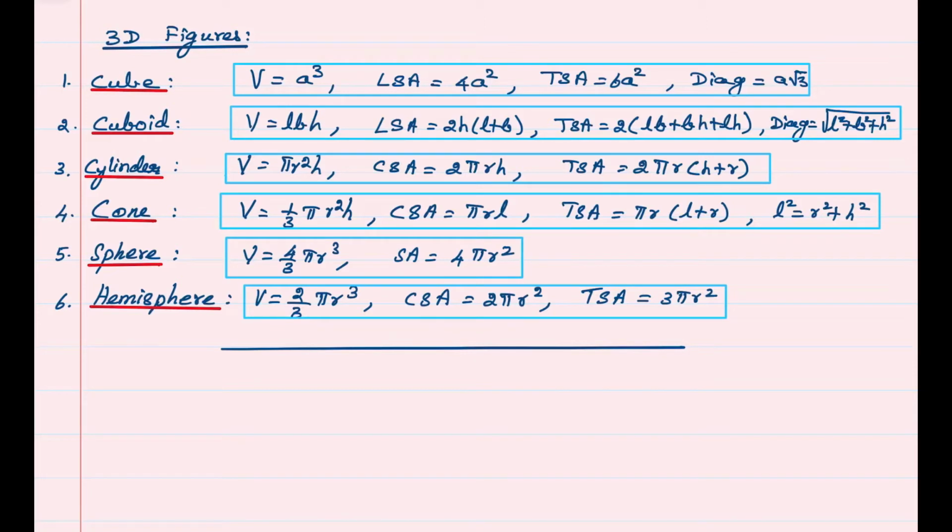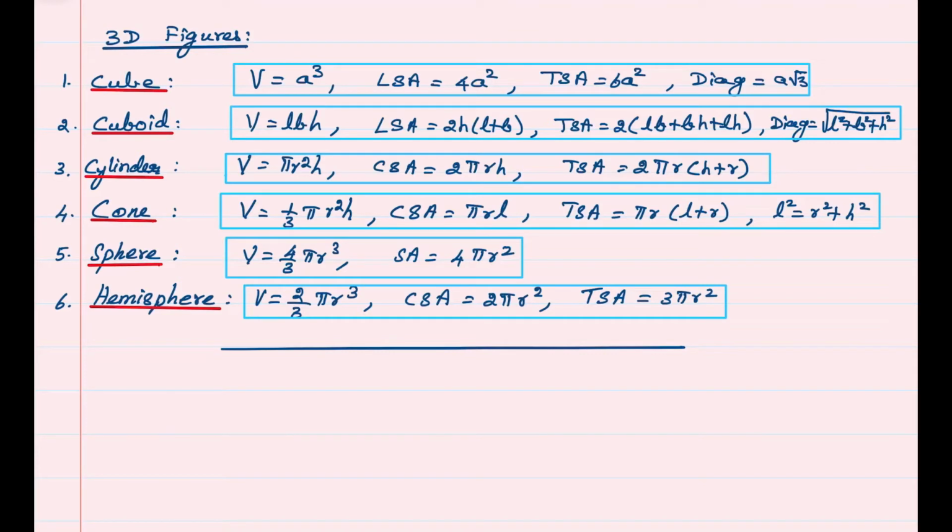Next, cylinder. Volume of the cylinder is pi r square h, curved surface area of the cylinder is 2 pi r h, and total surface area is 2 pi r into (h plus r), where r is the radius of the cylinder and h is the height of the cylinder.